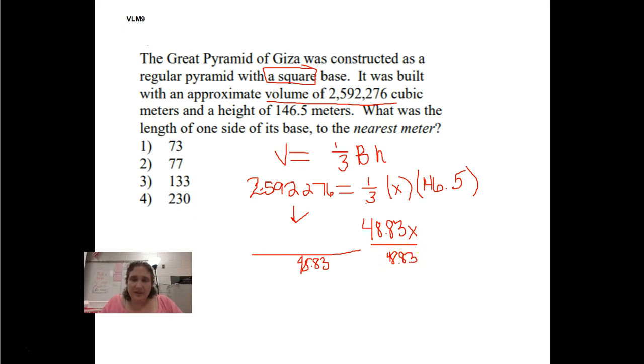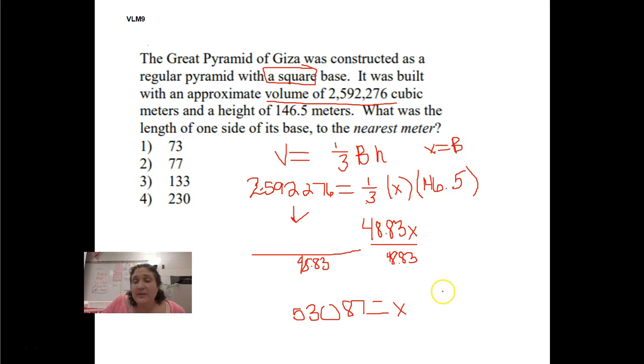Okay, so I'm going to type it in the calculator, 2,592,276 divided by 48.83. Oops, I did something wrong. Oh, no, I didn't. Okay, so when we do that, we end up getting 53,087. And that equals x. But remember, x was our whole base.